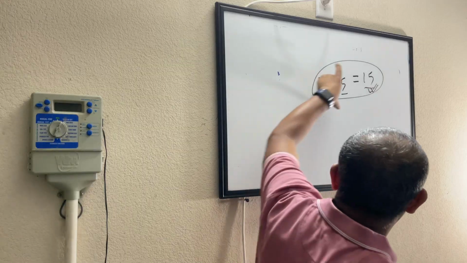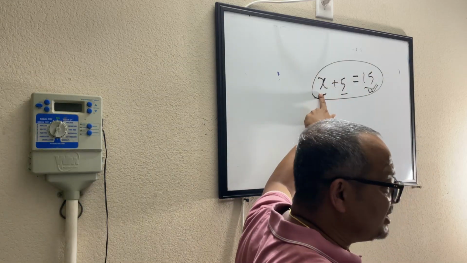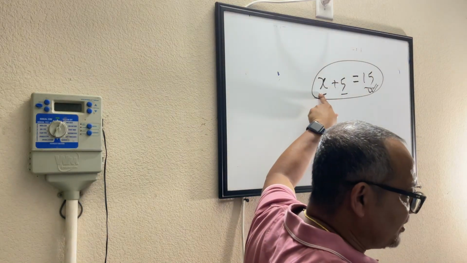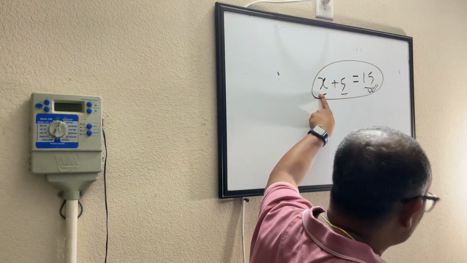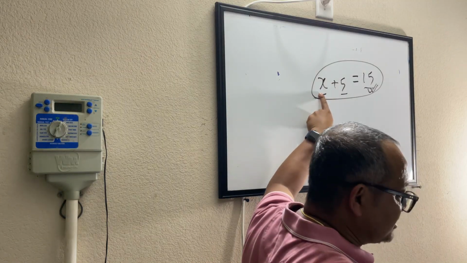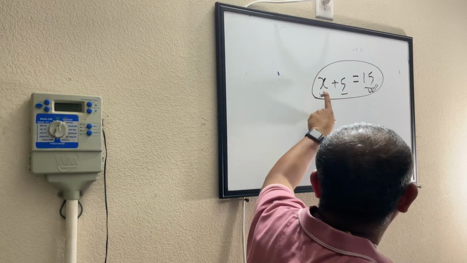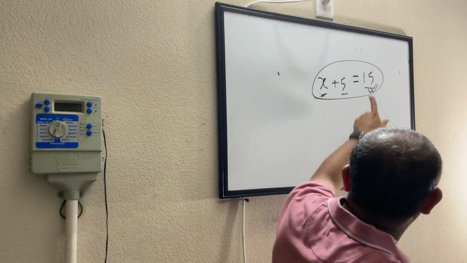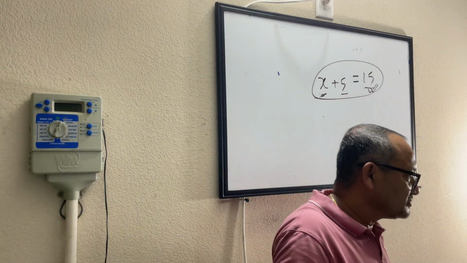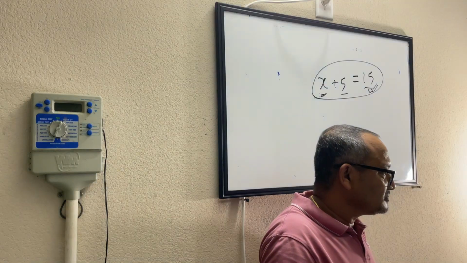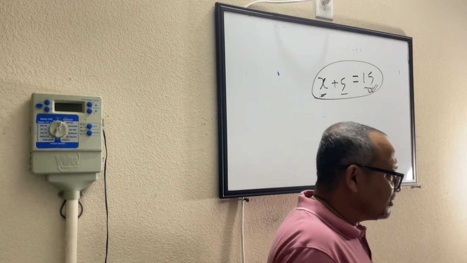So when you have an equation with only one variable, you can find out the value of the variable. You are calling it a variable because you don't know what it is. You have to find it out. So here you will say, okay, x plus 5 is 15, so x will be how much? 10. See, you can find it out.